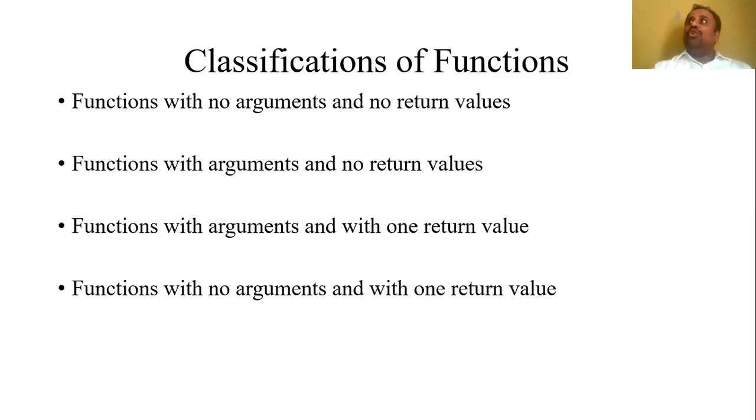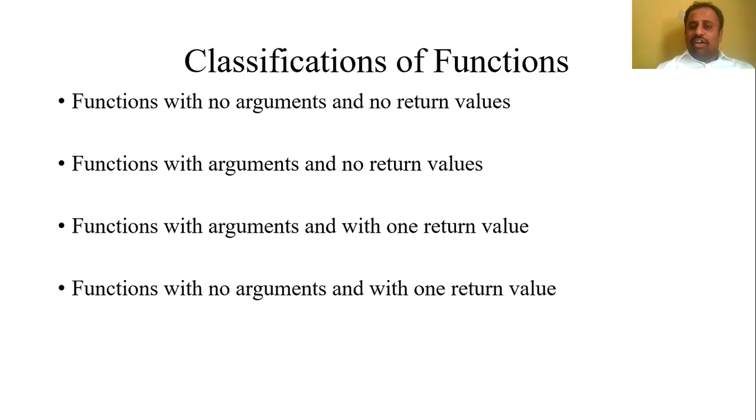Fourth category: you are not going with any argument, not taking any gift to them, but they will give a gift to you. You are going to a marriage without a gift, but they will give some gift to you. That is what you call no arguments, but with return value. These are the four categories: no arguments no return value, arguments no return value, arguments with return value, and no arguments with return value.